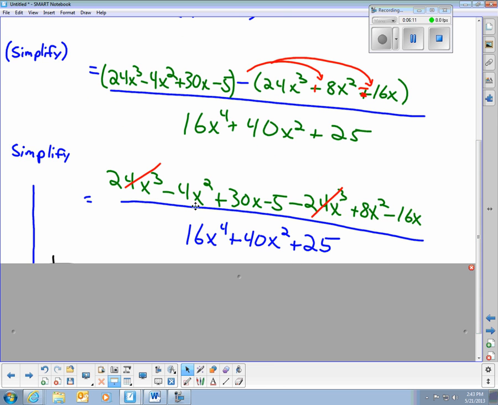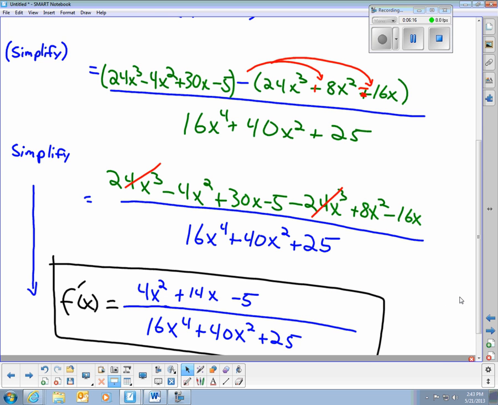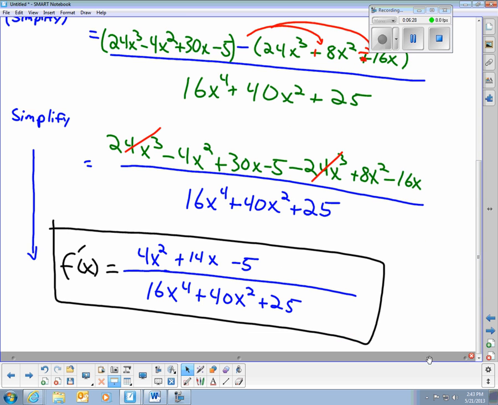So I'll just put these over here and combine our like terms. Negative 4x squared plus 8x squared leaves me 4x squared. 30x minus 16x is 14x. And the negative 5 comes straight down. The denominator stays the same. Okay, at this point, there's no more simplification we can do. So there is your f prime of x.